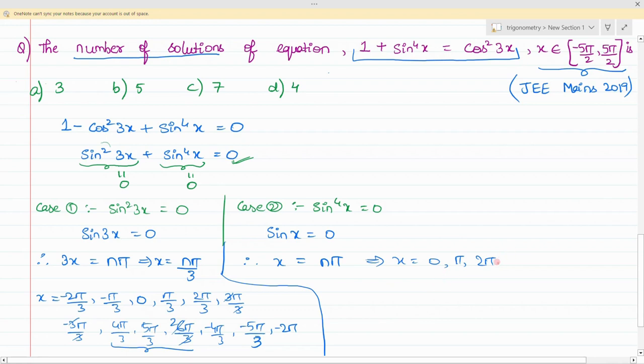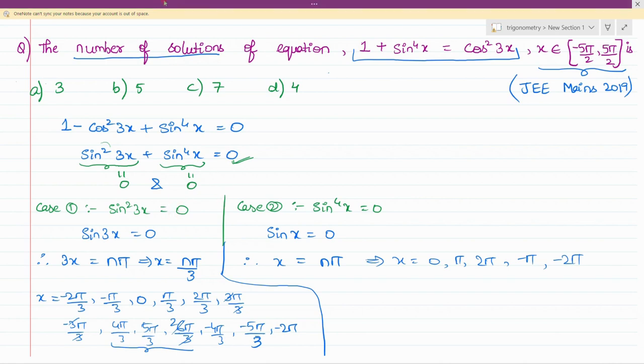Similarly, if you keep minus 1, it becomes minus pi. And if you keep 2, it becomes minus 2 pi. And minus 3 pi can't come because that also exceeds this range. So we need to find the intersection of these two values, because this term should be equal to 0 and this term should also be equal to 0. So we need to find the intersection of values.